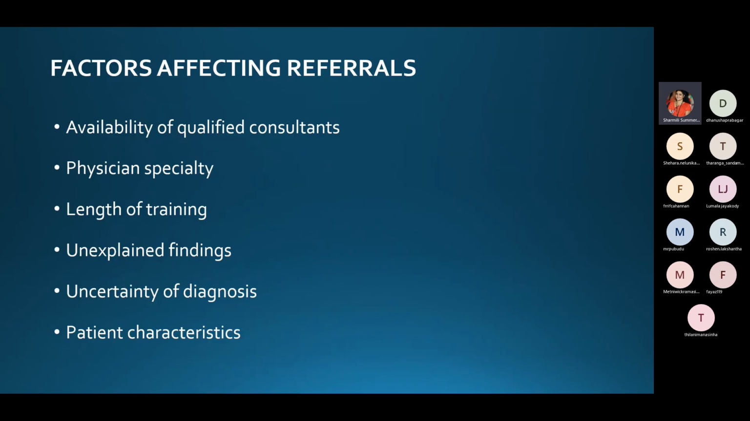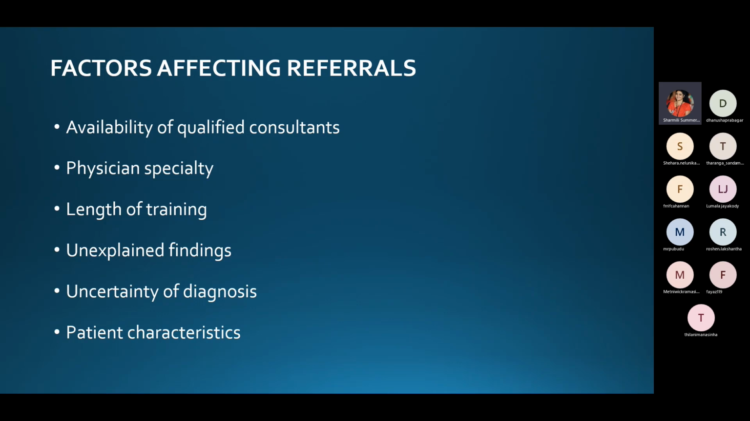Now we'll see what the factors affecting referrals are. There are some factors that have an impact when we start to do these referrals. The first one is availability of qualified consultants. If you are going to refer, the physician can refer the person to a consultant. So we need to check the availability of consultants, whether the cardiologist is available or not, or whether the available cardiologist is competent enough to do heart surgery and so on. We need to check the availability of qualified consultants.